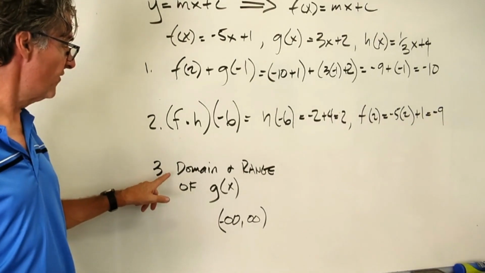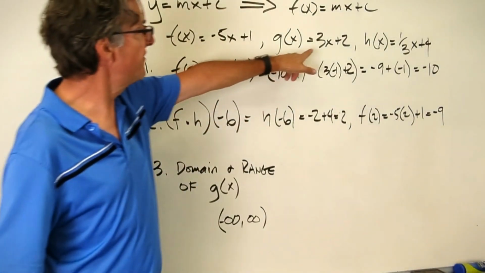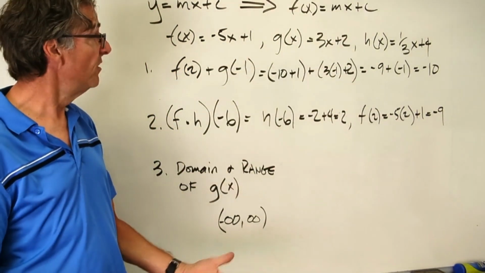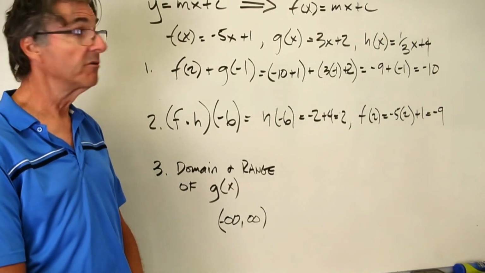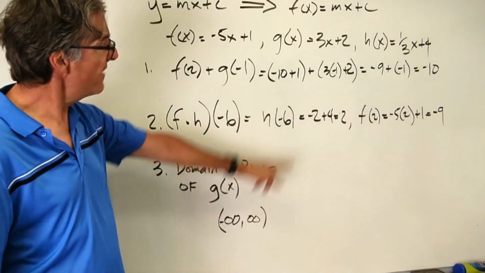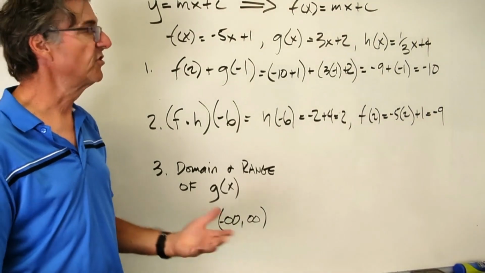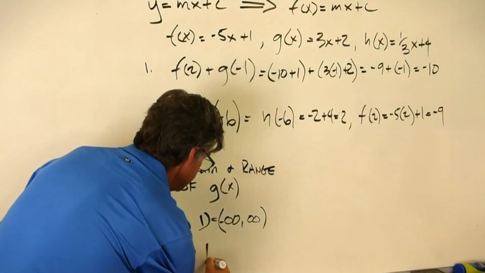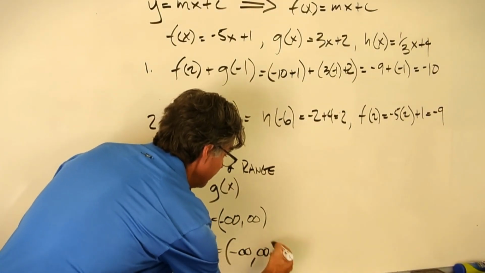Finally, it's asking for the domain and range of g of x. So we're looking at g of x. Are there any restrictions on the domain? No. We can put any number we want in there. No divide by zero problems, no negative square root problems. So the domain of that function g of x is negative infinity to infinity. And in fact, the range is the same thing. So we could write that: D equals and R equals negative infinity to infinity.